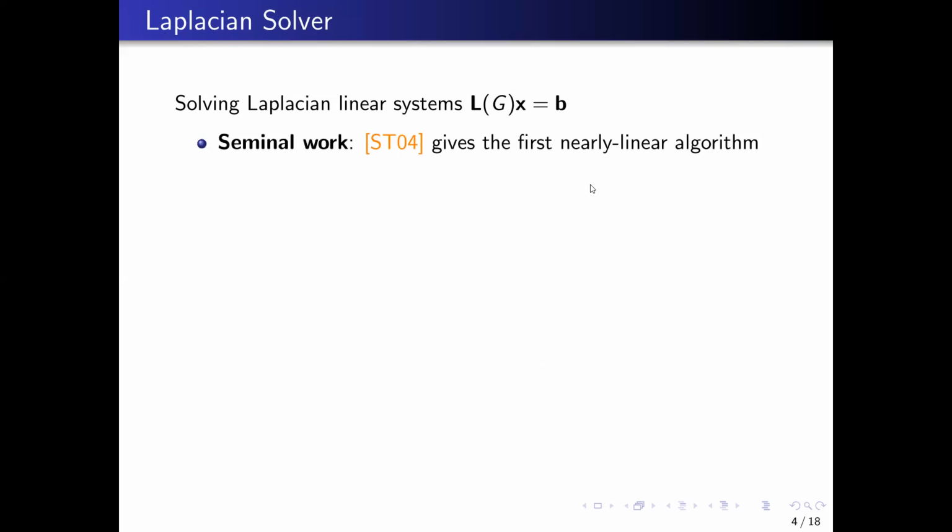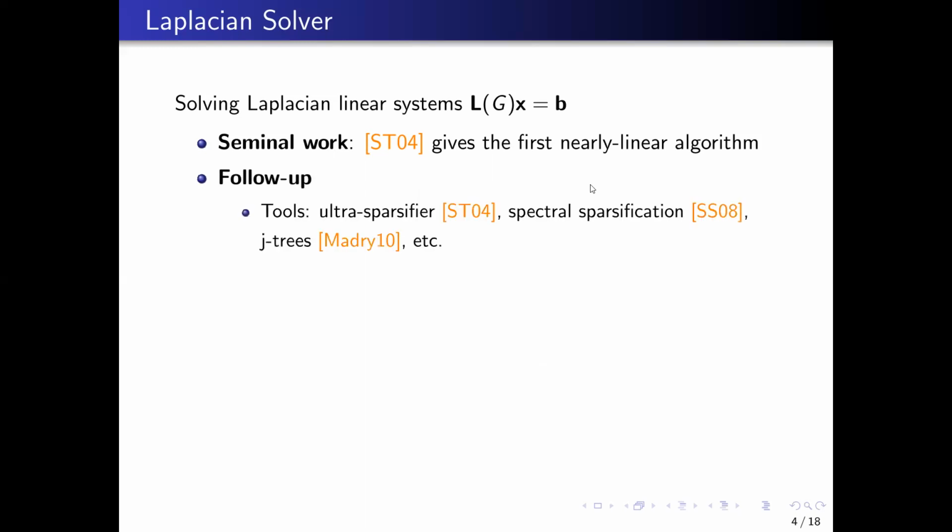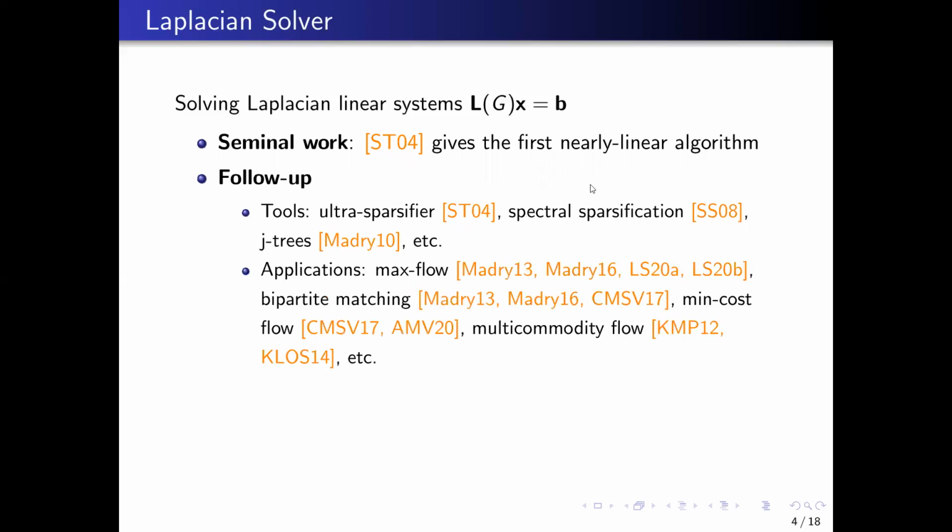Spielman and Teng gave the first near linear time algorithm. After that, Laplacian solver has given rise to some useful tools, such as ultra-sparsifier, spectral sparsification, and so on, and has been applied to many graph problems, such as max flow, bipartite matching, min cost flow, and multi-commodity flow. It was also extended to other families of linear systems, for example, the connection Laplacians in the work of Peng and others in 2016.